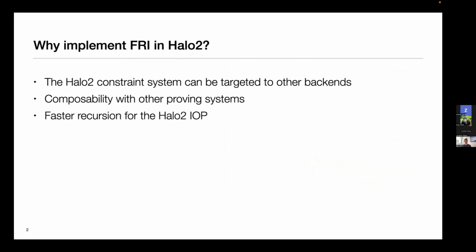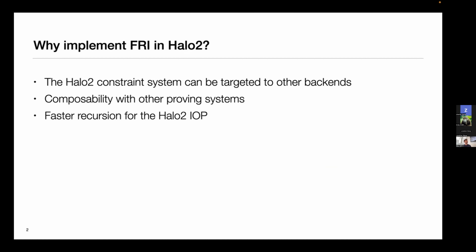So just to give some motivation, right? Why implement FRI in Halo2? It's already available in some other proving systems like Plonky2. I think one good reason is that the Halo2 constraint system is general enough to be targeted to other backends. So in some sense, once we write this chip, we don't have to use the Halo2 IOP. We can even switch to some multilinear extension.